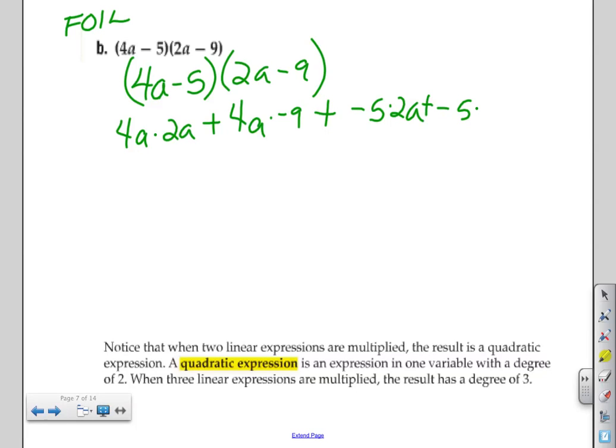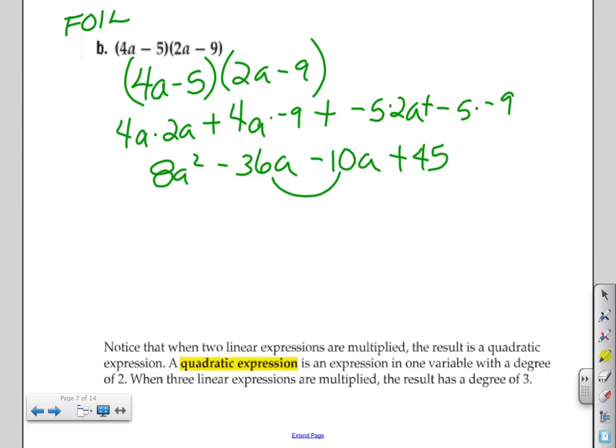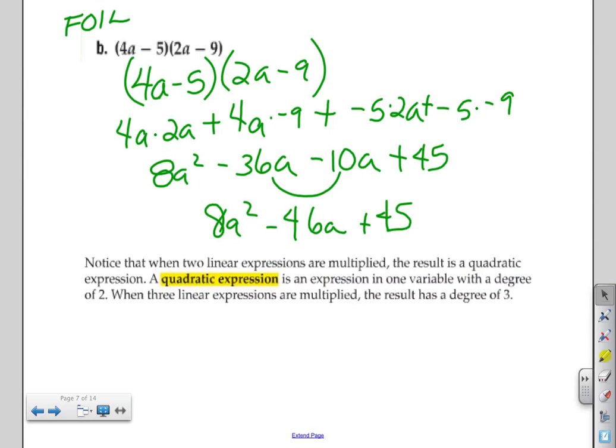times negative 9. Okay? 4a times 2a gives us 8a squared, plus 4a times negative 9 is a negative 36a, plus negative 5 times 2a is a negative 10a, and negative 5 times negative 9 will be a plus 45. Combine our like terms, we have 8a squared minus 46a plus 45.